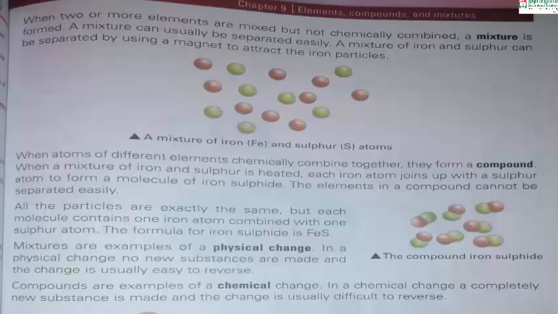The elements in the compound cannot be separated easily. All the particles are exactly the same, but each molecule contains one iron atom combined with one sulfur atom. The formula for iron sulfide is FeS.